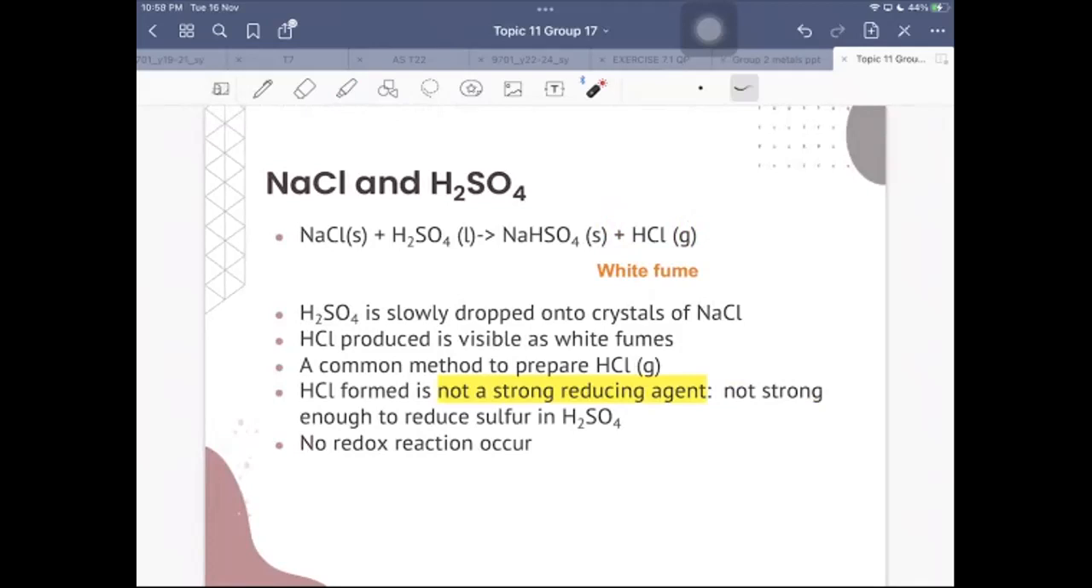Okay, so when sulfuric acid is slowly dropped onto crystals of sodium chloride, you will see white fume producing. That indicates the formation of hydrogen chloride gas. Because the reaction stops here, this is a great practice to produce hydrogen chloride gas. Okay, and the hydrogen chloride gas formed is not a strong reducing agent. That means it cannot reduce the sulfur and it cannot oxidize itself. So no redox reaction occurring.